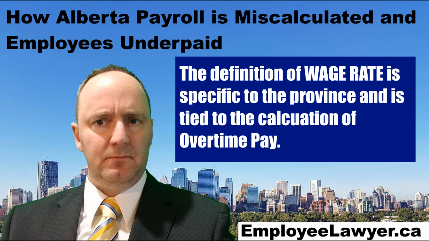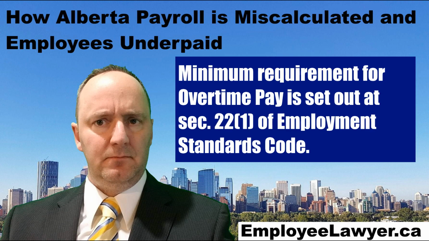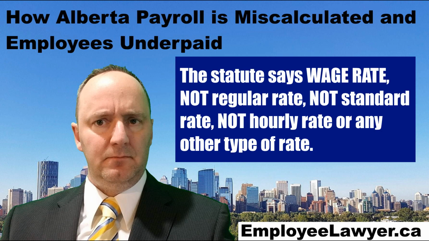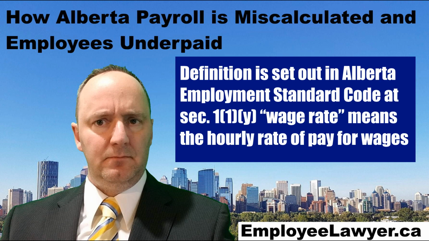Now, the basic minimum of overtime pay is set forth in Section 22, Subsection 1 of the Alberta Employment Standards Code. And there it uses the term wage rate when it defines what the statutory minimum is: 1.5 times the wage rate. It does not say regular rate, hourly rate, standard rate, or any other term but wage rate, which is defined at Section 1, Subsection 1, Paragraph Y, to mean the hourly rate of pay for wages.